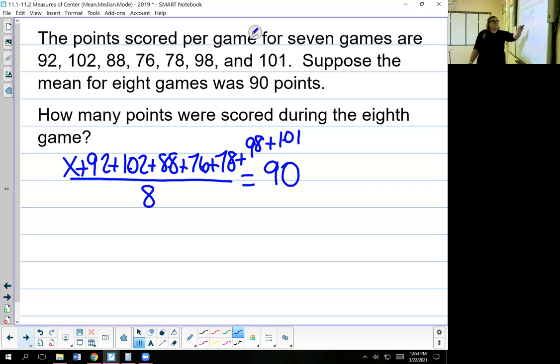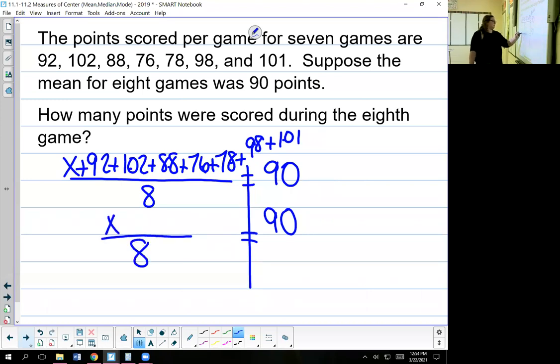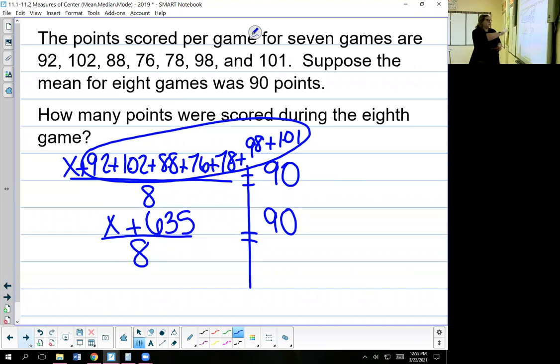Okay, let's do like we did before. Don't do anything here yet. Don't do anything with this yet. Let's get this all down to basically one number. So find the sum of that. So I have 92 plus 102 plus 88 plus 76 plus 78 plus 98 plus 101. Remember, you always want to type this in twice. I got 635. So something plus 635 divided by 8 is going to equal 90.